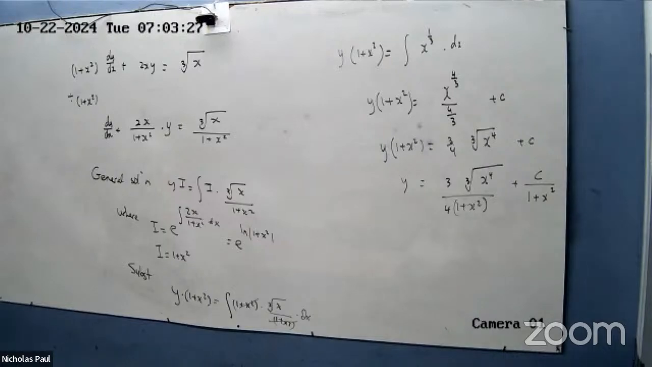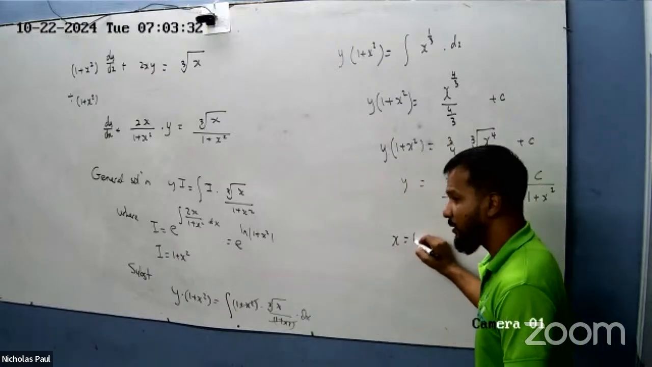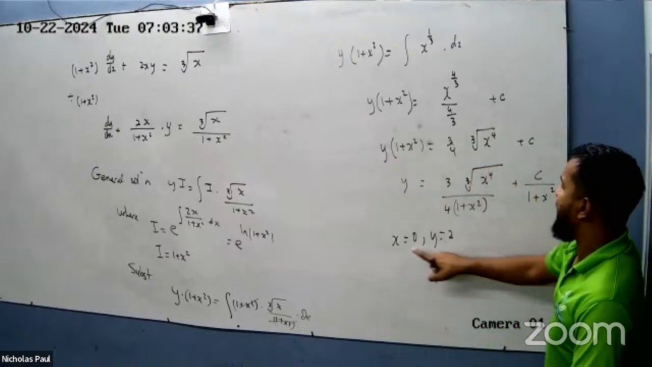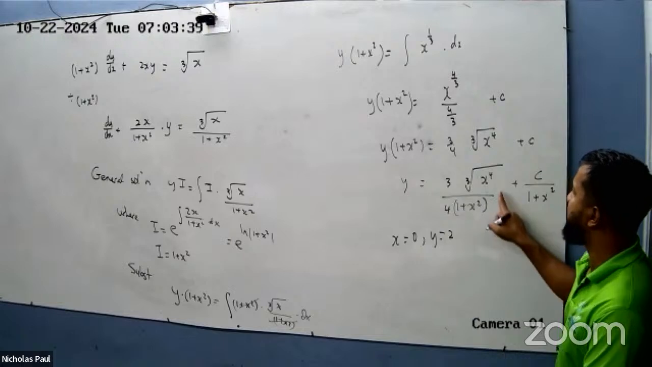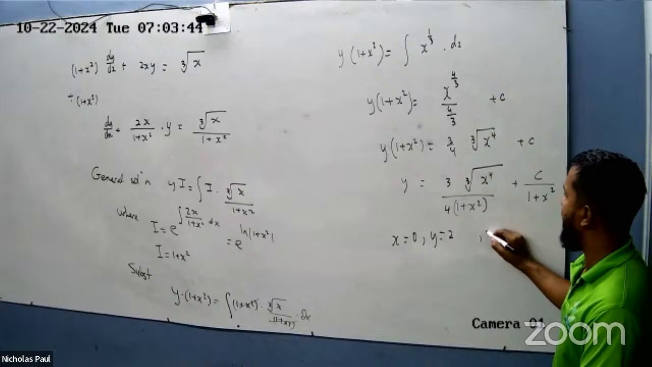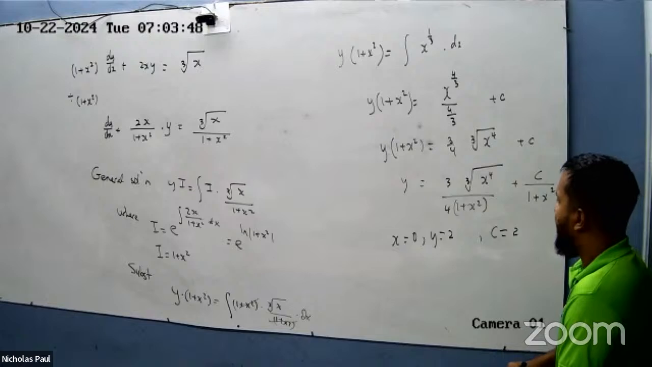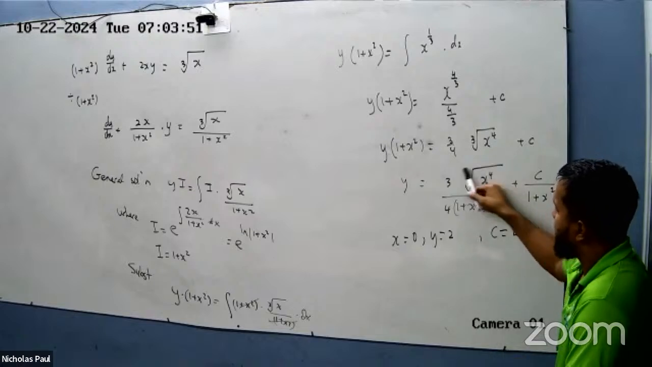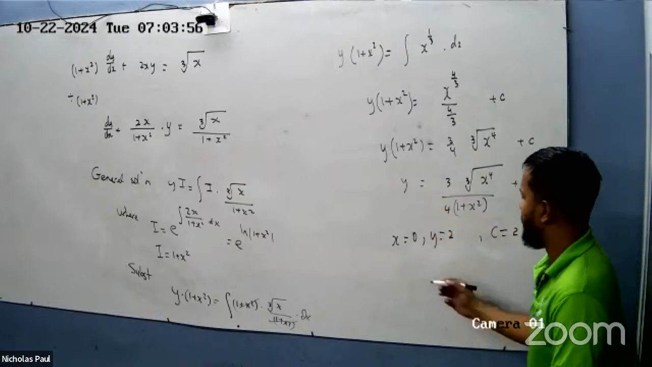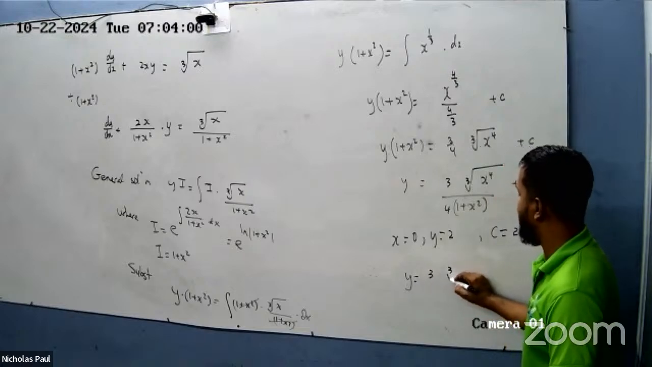When x is 0, y is 2, so this will be 0. This will be 1. So again, y is 2, c is 2. When I put 0 here, this becomes 0. When I put 0, this is 1. Check and see now. So therefore, your particular solution looks like this.